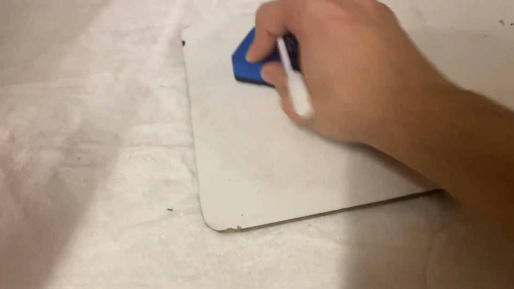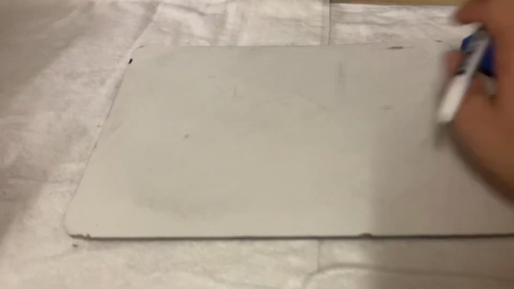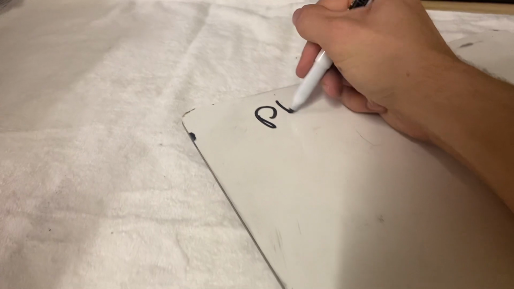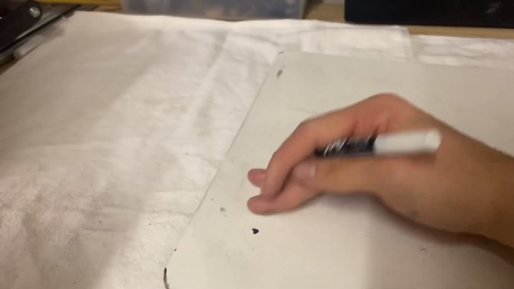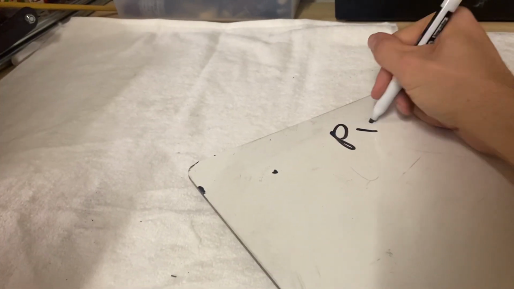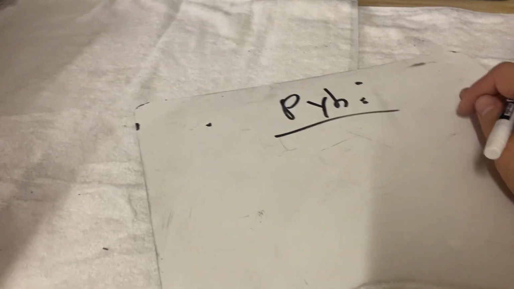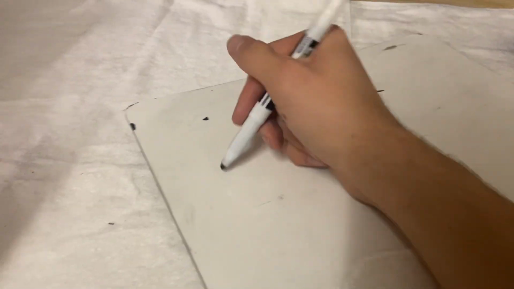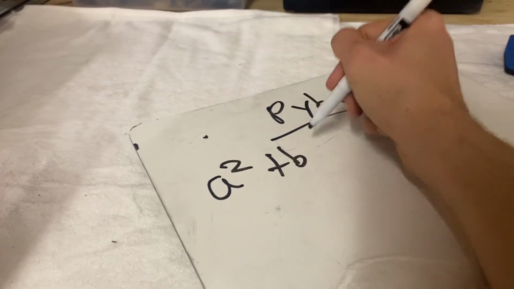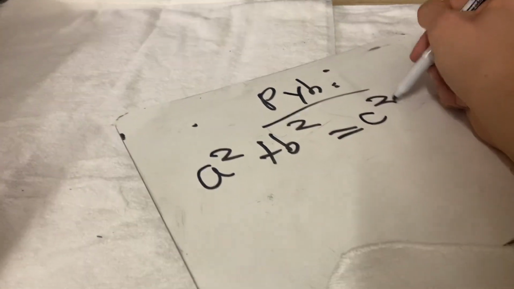Now, there's also, as I mentioned before, the Pythagorean identities. If you recall the Pythagorean theorem, I'm just going to write PHY for short, for the sake of time. We know that a squared plus b squared equals c squared. We learned that before, right?